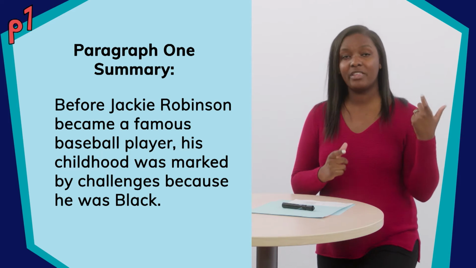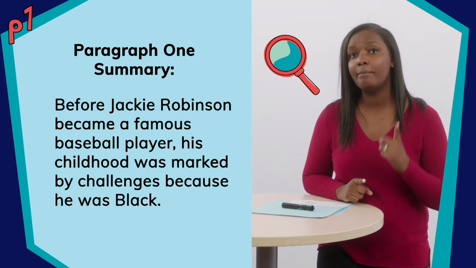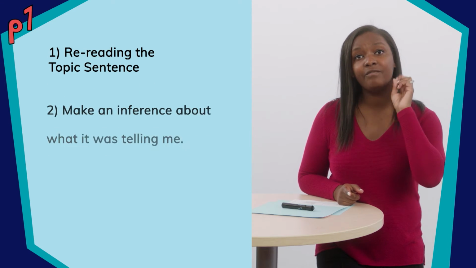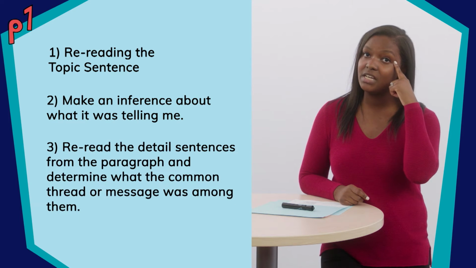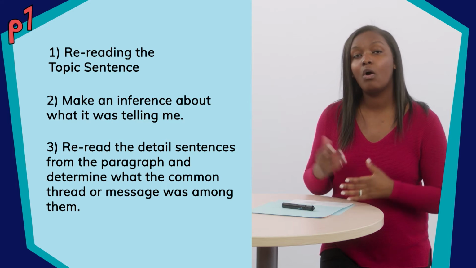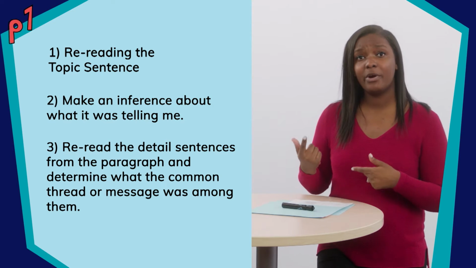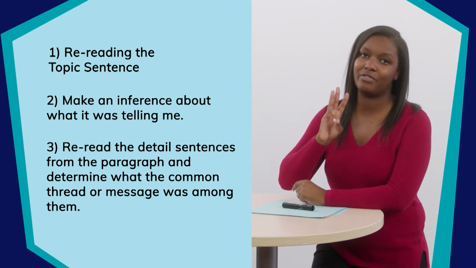So to create the summary that I just told you, I had to identify what the author deemed to be the most important part in this paragraph. I did this by rereading the topic sentence and making an inference about what it was telling me. I then had to reread the detail sentences from the paragraph and determine the common thread or message between them. Now, we're going to summarize paragraph 2 together, and then you'll work more independently to summarize paragraph 3.